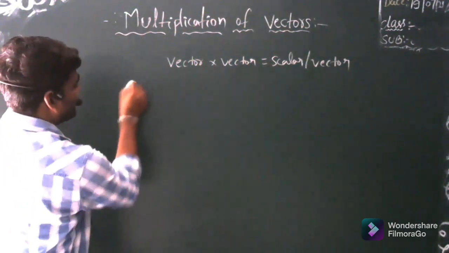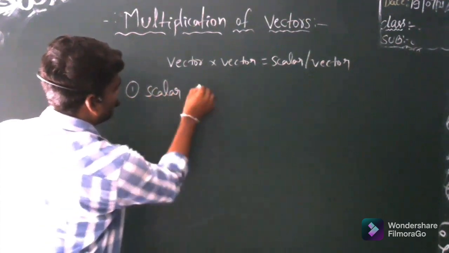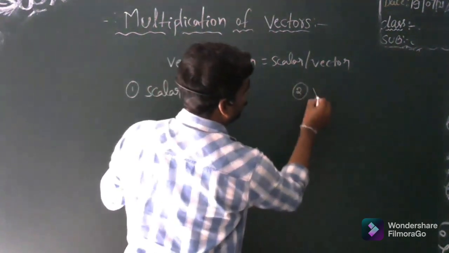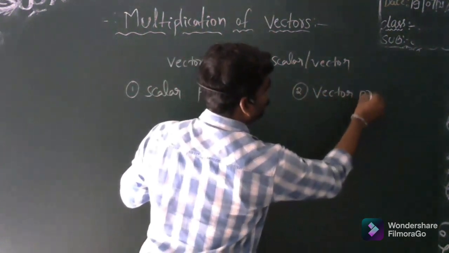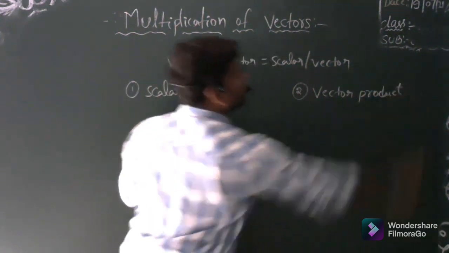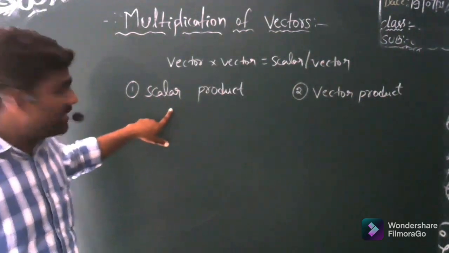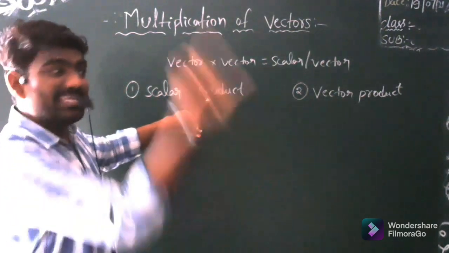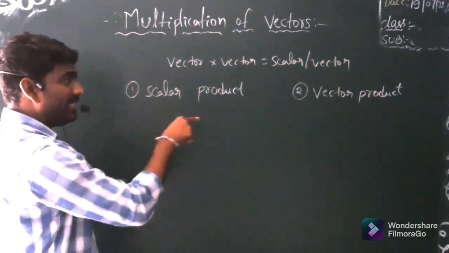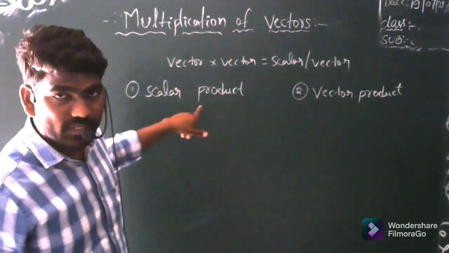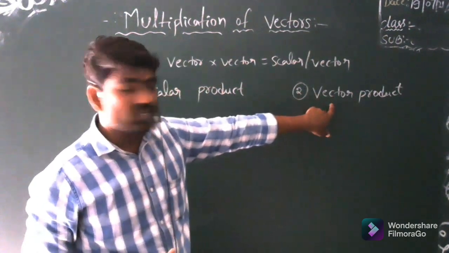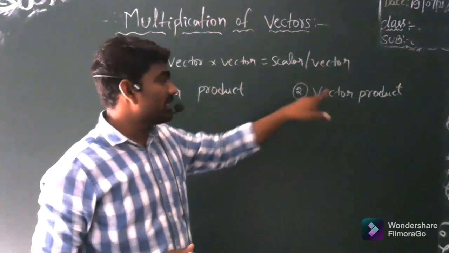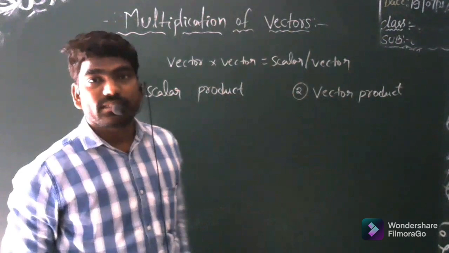One is the scalar product, and the other classification is the vector product. The name itself reflects it. Scalar product means that after the product of two vectors, if the resultant is a scalar, then that product of vectors we call a scalar product. And coming to the other classification, when you take the product of any two vectors, if the result is a vector quantity, then that product we call a vector product.